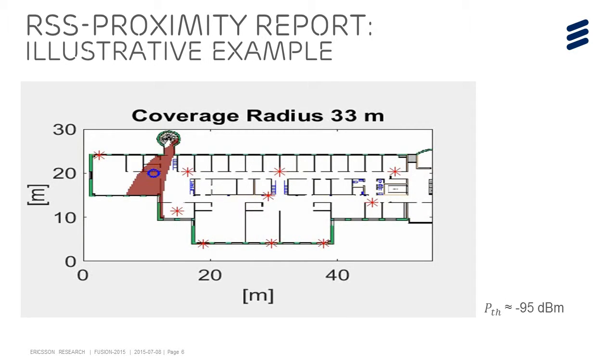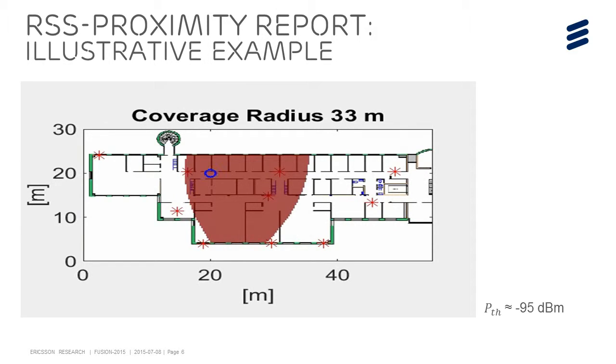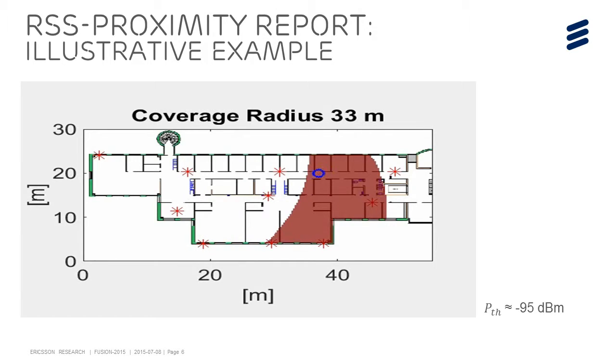In the second example, I set the coverage radius equal to 33 meters. This corresponds to an RSS threshold around -95 dBm. Similar to the first example, the location ambiguity is huge.